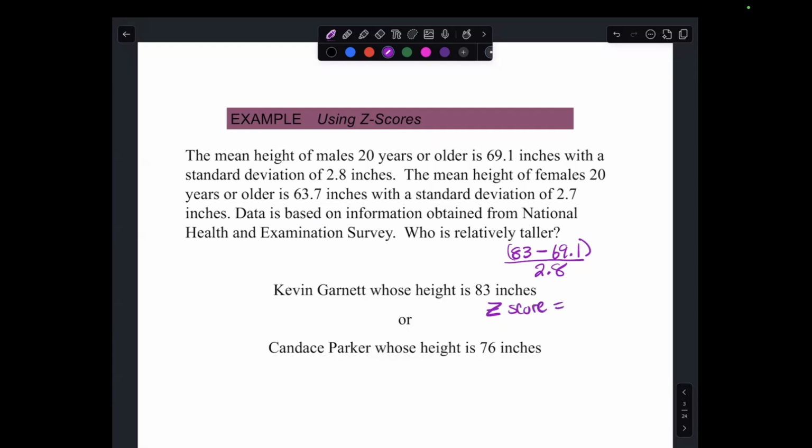So Kevin's z-score is 4.96. That is a really high z-score. Considering outliers are anything with a z-score higher than 2, 4.96 is huge.